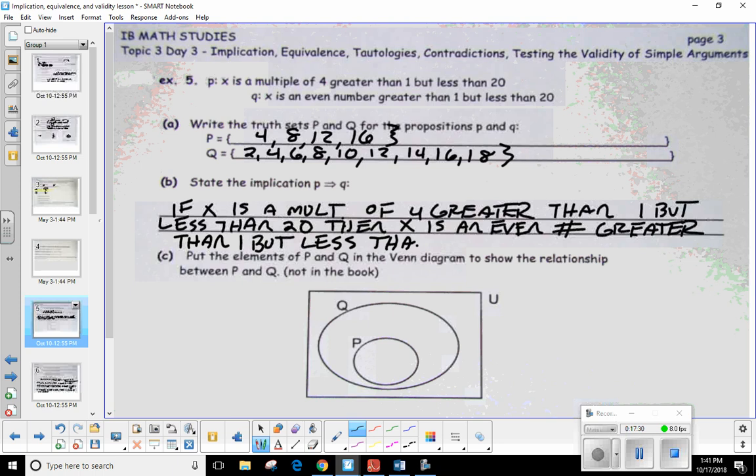Less than 20. Okay. And, you know, there's different variations on how you could have said it. X is a multiple of 4 greater than 1, but less than 20, only if x is an even number greater than 1, but less than 20.